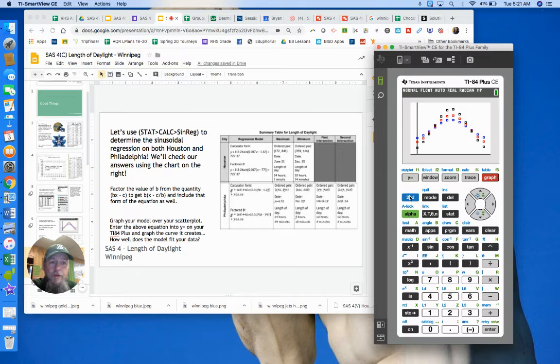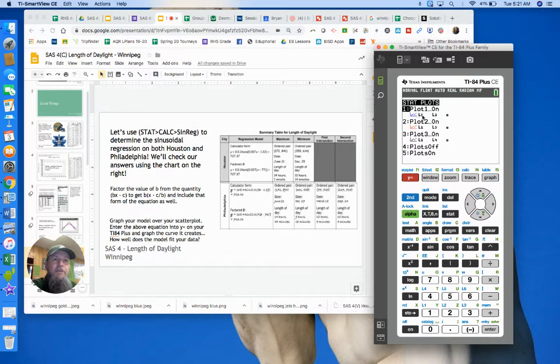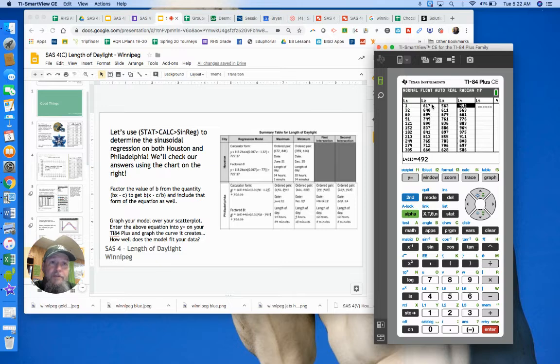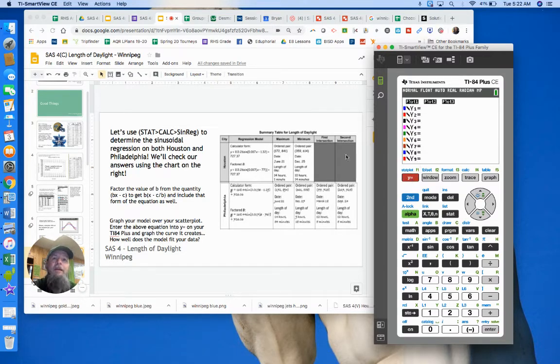Now, I also want to mention that if you don't know how to turn your stat plot on, you have to go second, y equals, and make sure you turn these on. Now, I want you to notice in here that I've changed the second column for each plot. The blue plot is for Houston. The red plot is for Philadelphia. And the black plot is for Winnipeg. Those are all the three columns I have in the stat edit. Okay, I have the daylight times for Houston, Philadelphia, and in this case, I also have Winnipeg.